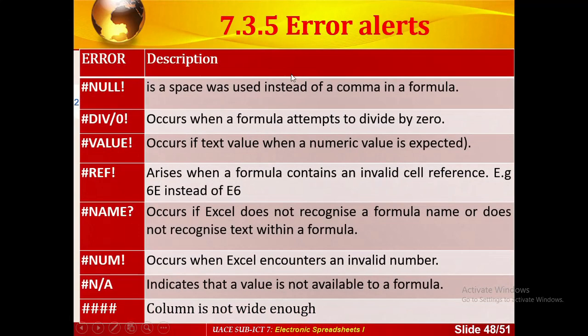For example, here when it comes to the null error, it shows you that you have used a space instead of a comma, which was supposed to be there. Then divide by zero, value, meaning a value is expected. We have reference, name, and num. And this is the common one, the hashtags. When they are there, the column is not wide enough. This is a common one actually. Most of us will face that challenge. So what you need to do is always widen or expand your column.